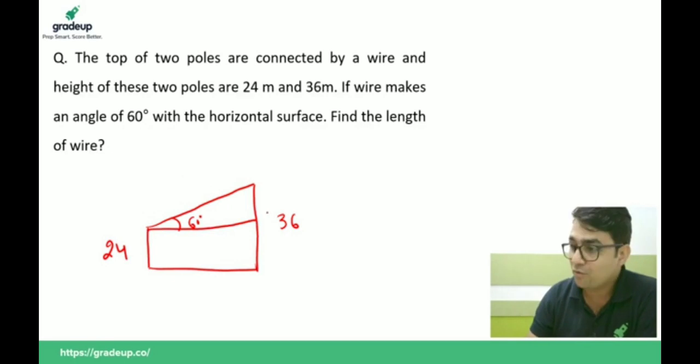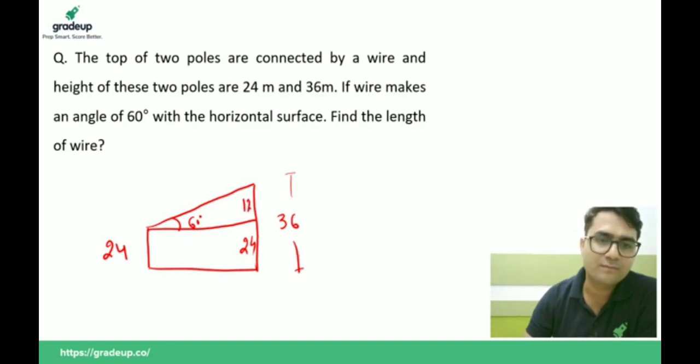Guys, horizontal refers to the ground. This is also a horizontal. This is also a horizontal. So these both are horizontal. Okay, so if this is 24, then this will be 24. If this is 36, this is 24, this is 12.